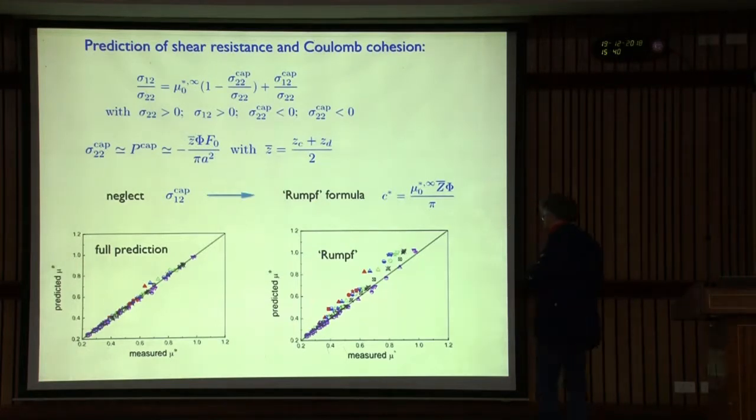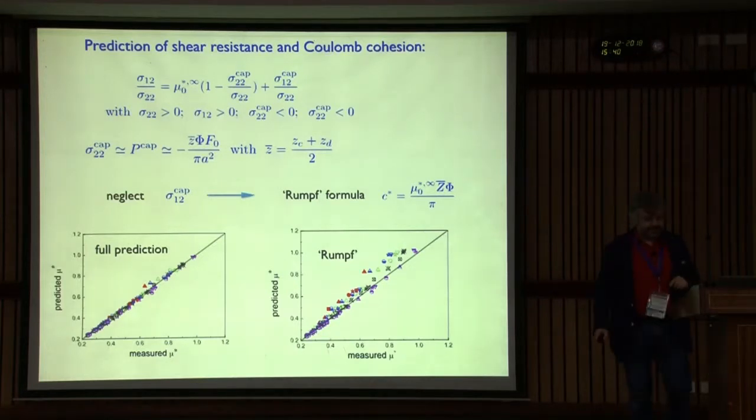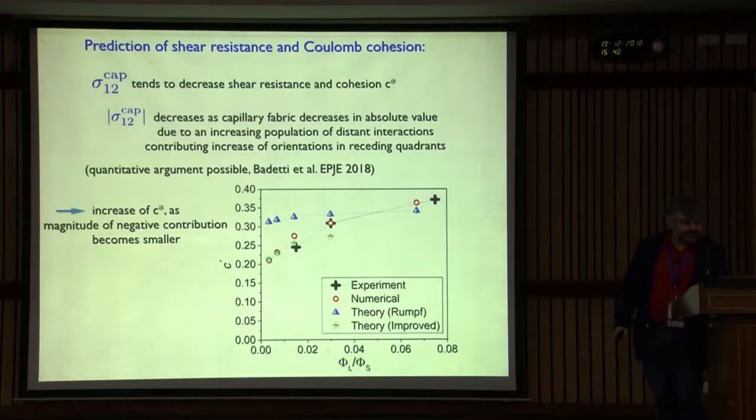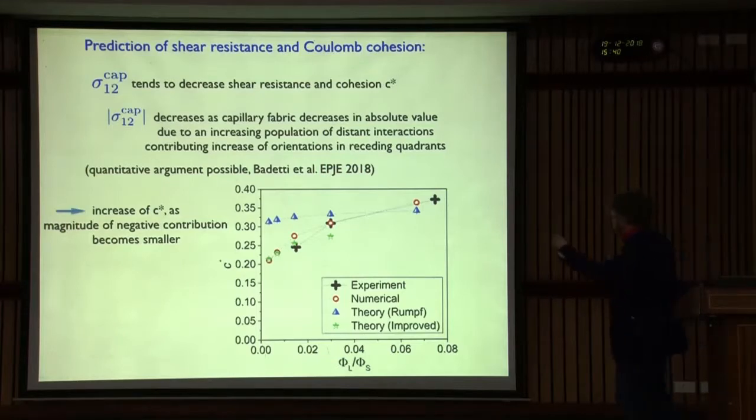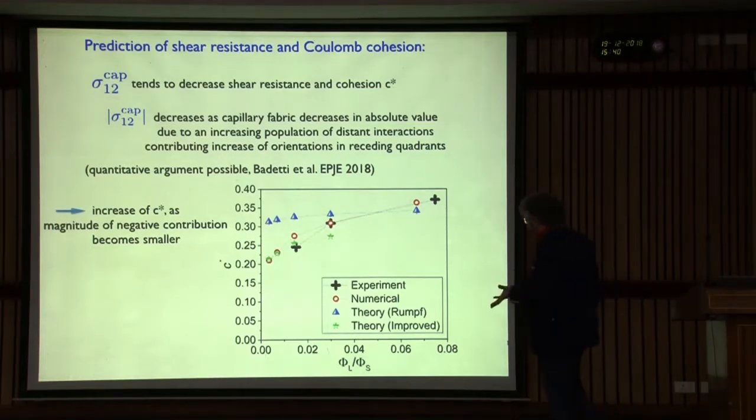And this is the predicted versus measured using the simplified approach with the Rumpf formula. And it's not so bad either. So we can predict, actually, the cohesion using data like coordination numbers and fabric parameters.